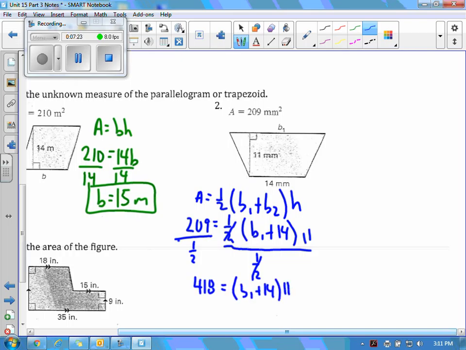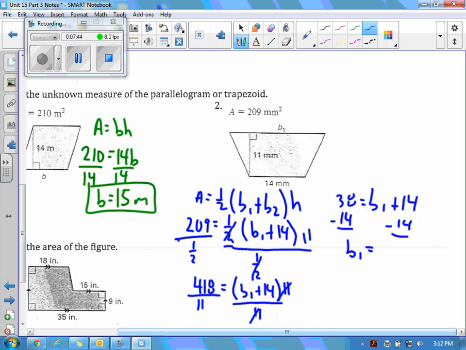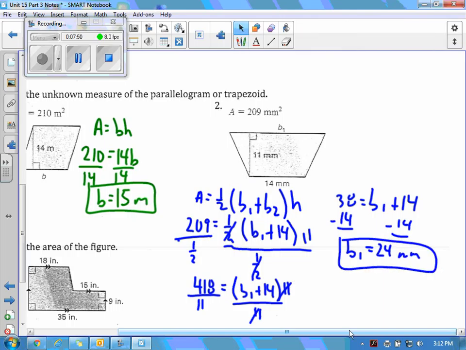The next thing I'm going to do is divide both sides by 11. So on the right side now, the 11's cancel. 418 divided by 11 is 38, so I'll write that over here. 38 equals base 1 plus 14. And then to get base 1 by itself, I'll subtract 14 from both sides. So my other base would be 24 millimeters. The base is just a distance, so it's not squared.